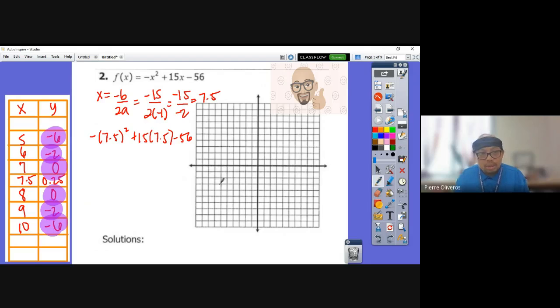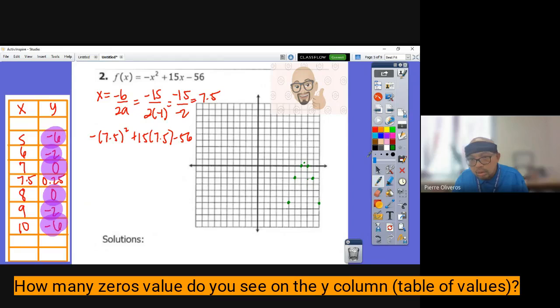Okay, so we plot the points now. So 7.5, 1, 2, 3, 4, 5, 6, 7, a quarter up, and then 7, 0. So no, 7.5 is right here. 0, 6, negative 2, 5, negative 6, 2, 3, 4, 5, 6. Reflection on the other side. There you go. We connect them.